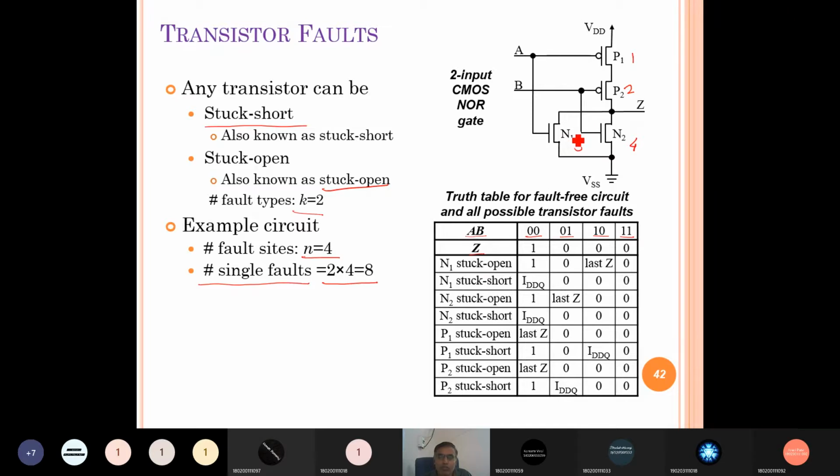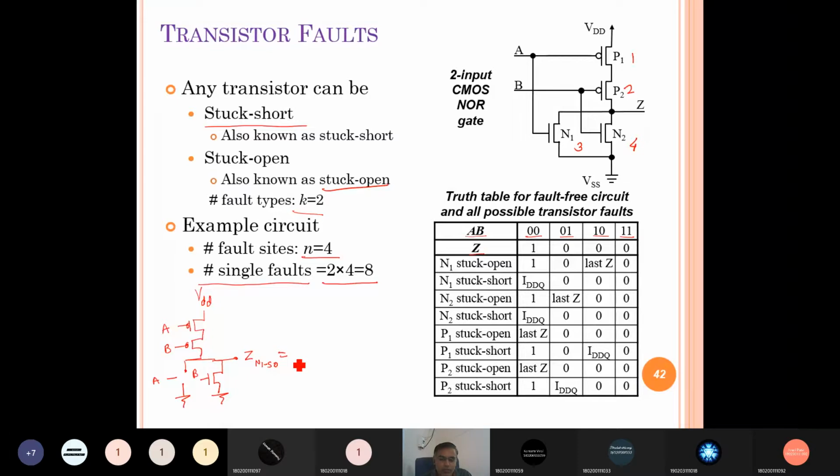Once you keep this NMOS as open, we'll get the equivalent circuit. Here it is VDD. You can see here it is a PMOS. This is another PMOS, right? And this one is open. And here we have the NMOS, right? This is B, A and B, and here it is our output, with the fault present in N1, the stuck open fault, right?